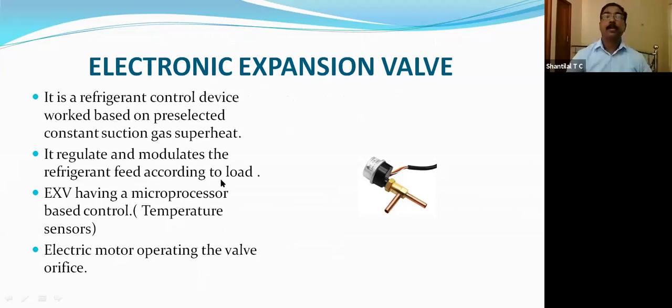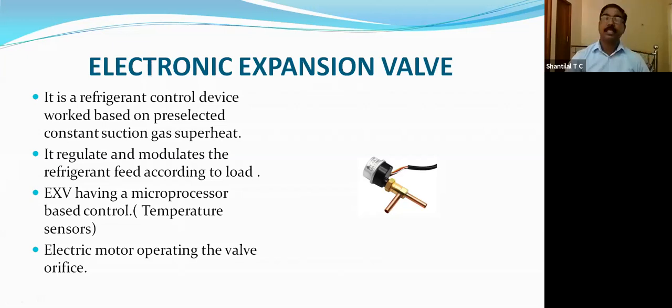That means, suppose in an air conditioned room having a load, at the starting time, when the system is starting, the heat load will be more. After 1 or 2 hours of running the system, the load will be reduced. So by that increasing or decreasing load, this electronic expansion valve continuously regulates and modulates refrigerant into the system.